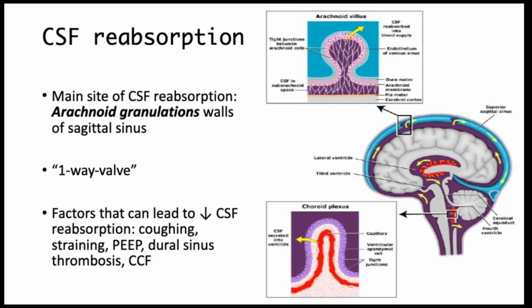Factors that can impair CSF drainage, and this is important for us, are coughing, straining, or bucking on an ET tube, an inappropriately high PEEP, if the patient has a dural sinus thrombosis, so there's no blood going through these arachnoid granulations, or if patients are in CCF and there's very, very slow blood flow.